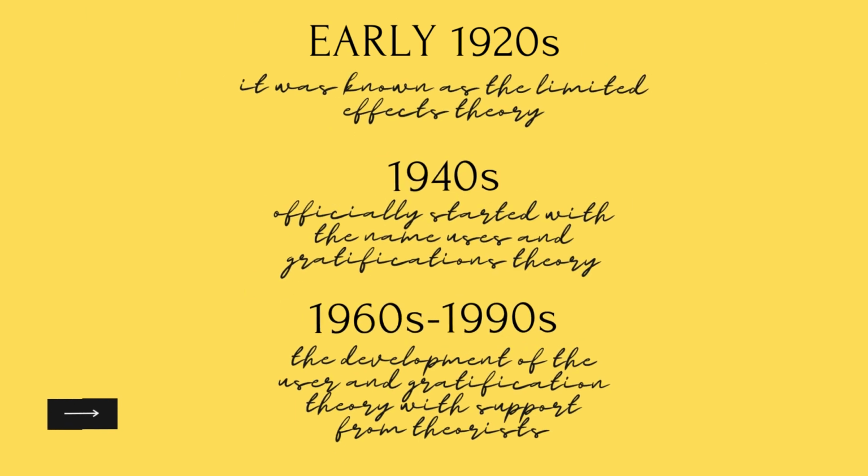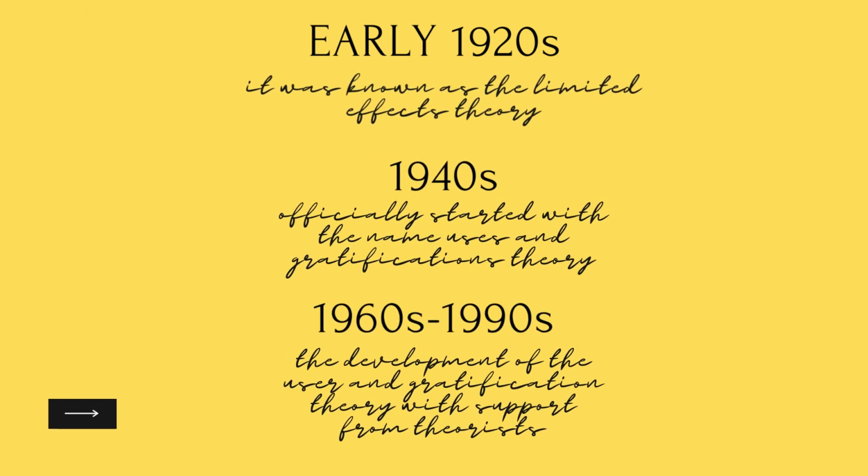In the early 1920s, it used to be called the limited effects theory. The term uses and gratifications was coined in the 1940s as researchers looked at why individuals choose to consume various types of media. For the following few decades, research on uses and gratifications mostly concentrated on the gratification sought by media consumers. Then, in the 1970s, researchers focused on the effects of media consumption as well as the social and psychological requirements that media satisfied.